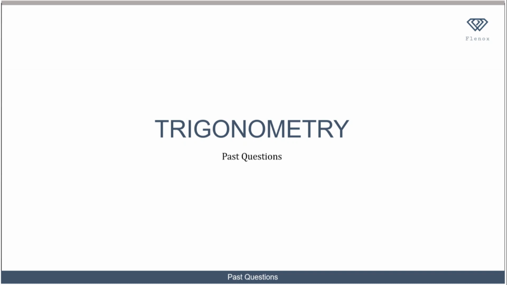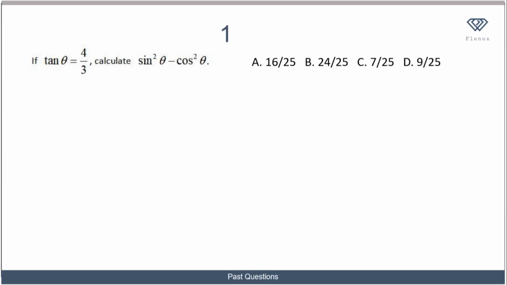Now let's look at some past questions relating to trigonometry, so we can see how to apply the concepts we have learned to solve practical questions. In the first question, we are told that if tan theta is equal to 4/3, we should calculate sine squared theta minus cos squared theta. So all we have to do now is find the value of sine theta and cos theta.